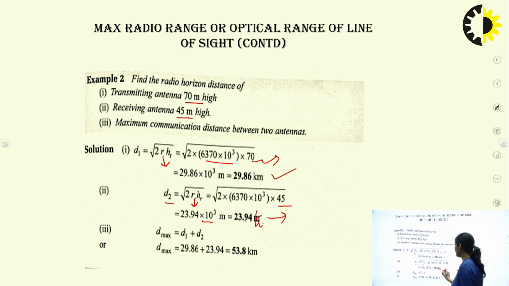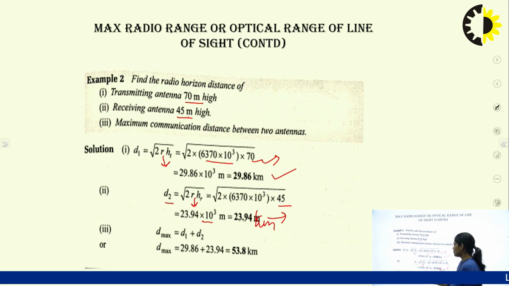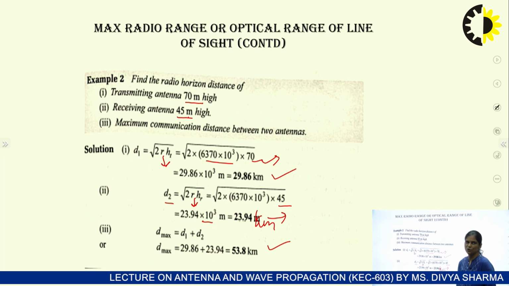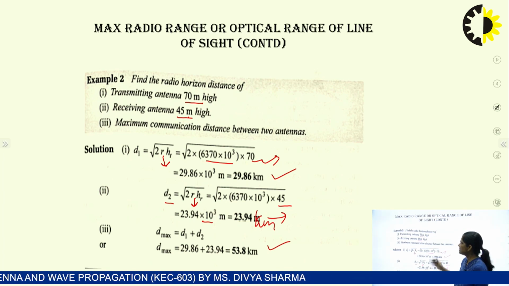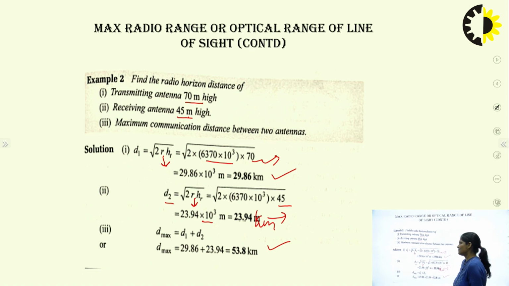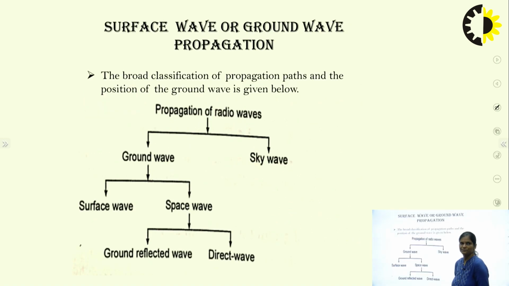This is kilometer, right? Now d max is equal to d1 plus d2. So d1 is equal to 29.86 kilometer and d2 is equal to 23.94 kilometer. So d max is equal to 53.8 kilometer. So this is the way how you can find out radio horizon distance of transmitting antenna, receiving antenna, and the maximum communication between these two antennas, transmitting and receiving antenna.